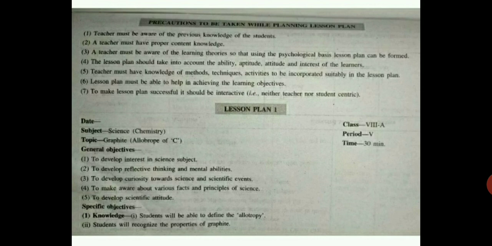So moving on to the head part, that is knowledge, the students will be able to define allotropy. Obviously you are going to tell the definition of allotropes, about allotropy, and about the various forms of allotropy, examples of allotropy like diamond, graphite, coal, etc. Then students will recognize the properties of graphite. Whenever they see graphite in front of them, they will be able to recognize what properties graphite usually has.